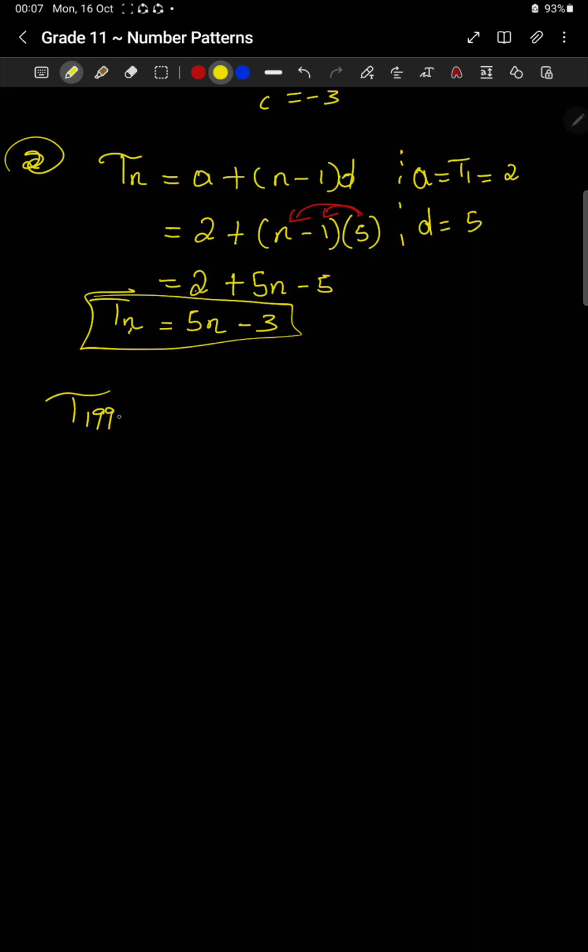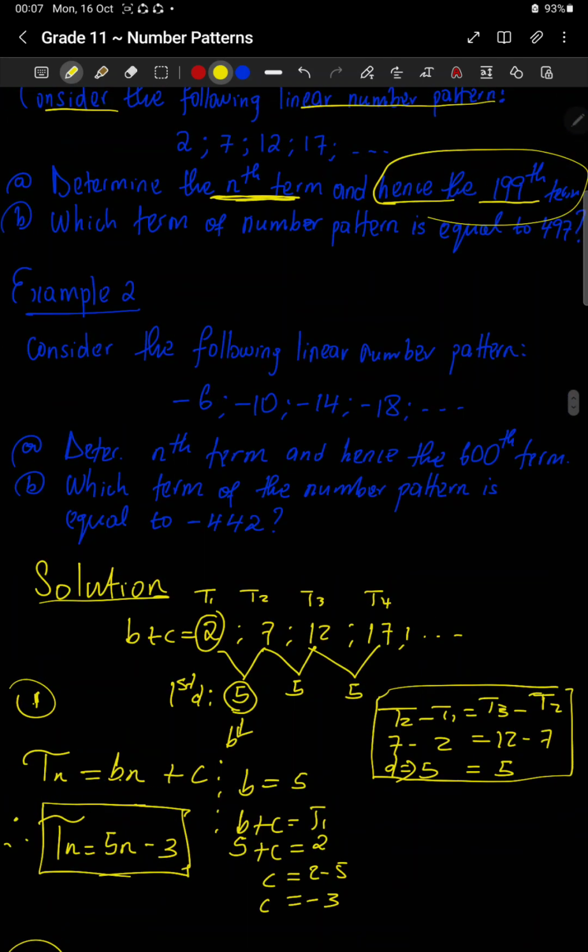So T199 is equal to 5 times 199 minus 3. Then you just work it out, and you get 992. So this is the final answer. This is T199. Now let's look at part B.